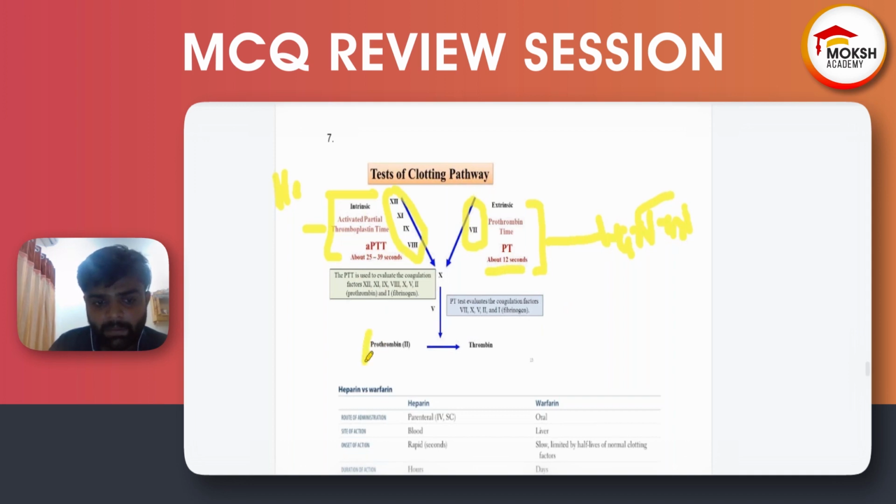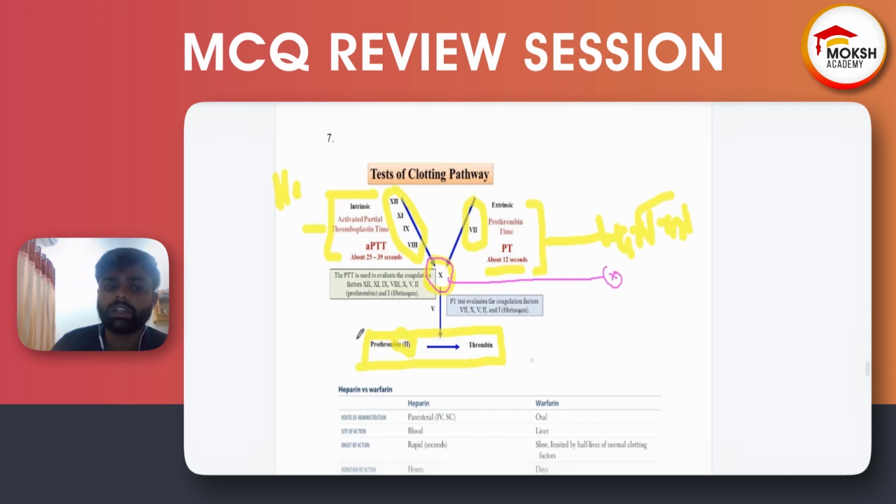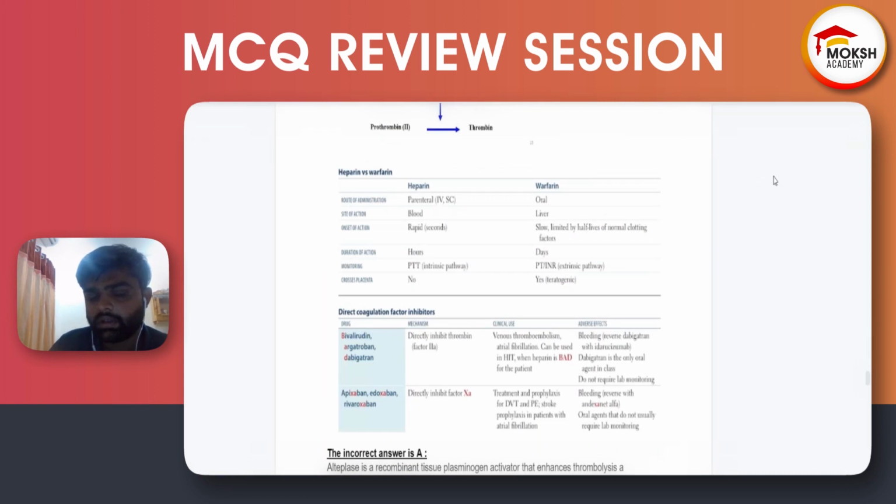Okay, you can see prothrombin, factor 2, is converted to thrombin. Here you can see both pathways meeting at factor 10 in the common pathway. So if we block factor 10, we will have an increase in PT and PTT. Remember, heparin is parenteral, IV. It works rapidly and is monitored by PTT, while warfarin is monitored by PT or INR.